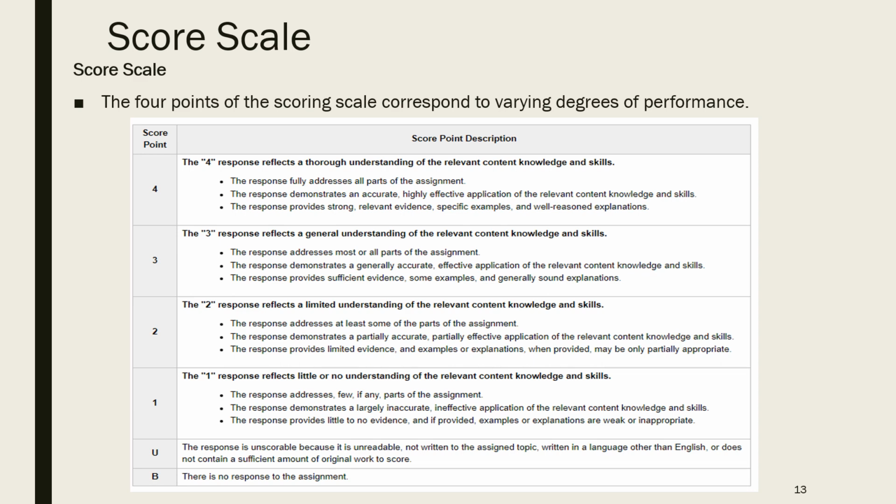You can see that a 4 really is going to ask you for fully addressing all parts of the assignment, that you haven't left a certain piece off, that you have an application of the relevant content knowledge and skills, and that you have some evidence, strong evidence, when you make a statement about something and you describe how the instructional strategy might work. So I'm an optimist, so we're only going to go over 4s because I predict that all of you are going to do really well on this part of the test especially.